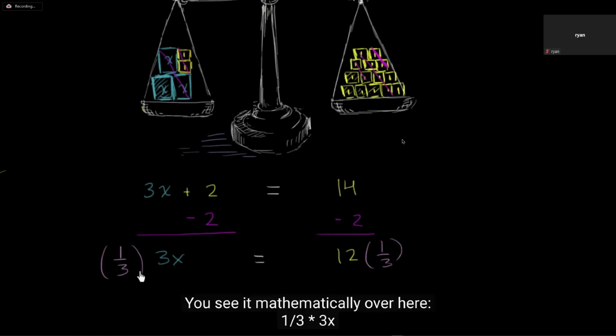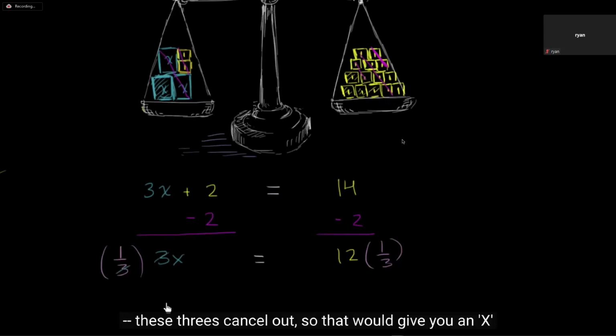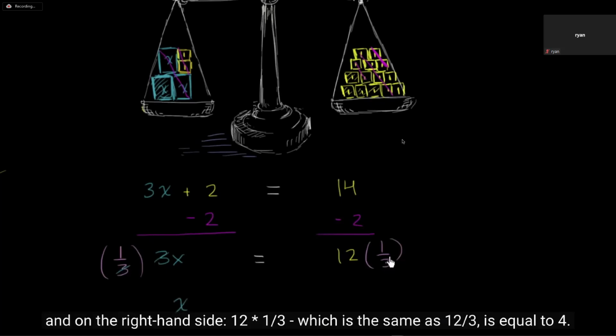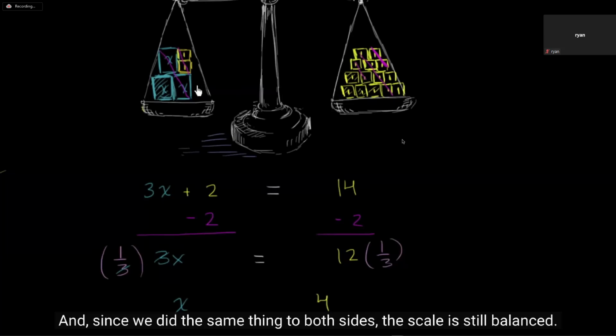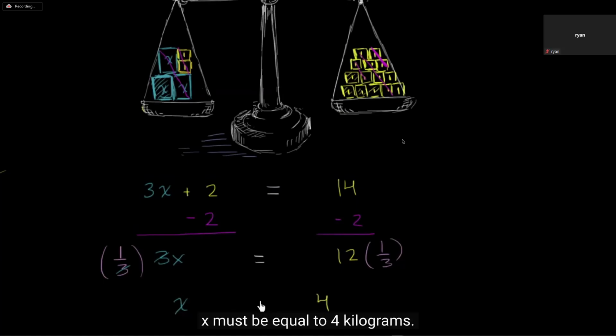And you see it mathematically right over here, 1/3 times 3x, or you could have said 3x divided by 3. Either way, these 3's cancel out, and that gives you just an x. And then on the right-hand side, 12 times 1/3, which is the same thing as 12 divided by 3, is equal to 4. And since we did the same thing to both sides, the scale is still balanced. And so you see that the mass of this thing must be the same as the mass of these 4 leftover blocks. x must be equal to 4 kilograms.